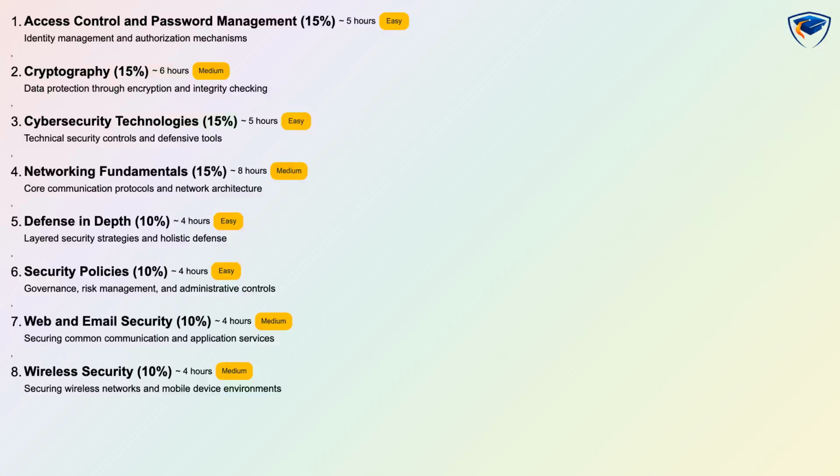Access control and password management is 15%, cryptography 15%, cybersecurity technologies 15%, networking fundamentals 15%, defense in-depth 10%, security policies 10%, web and email security 10%, and wireless security 10%. These percentages determine study priority and suggested focus time.